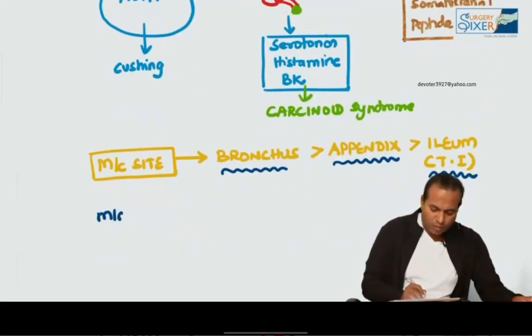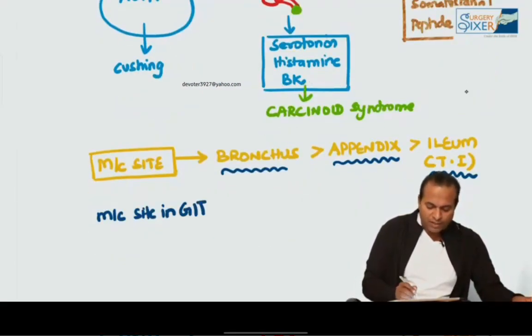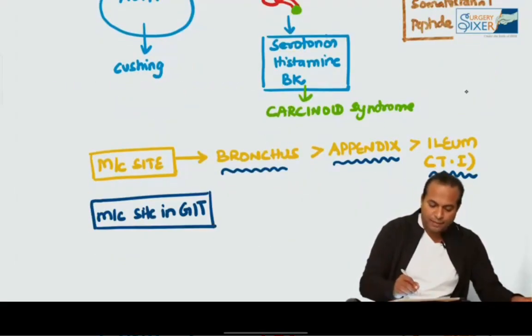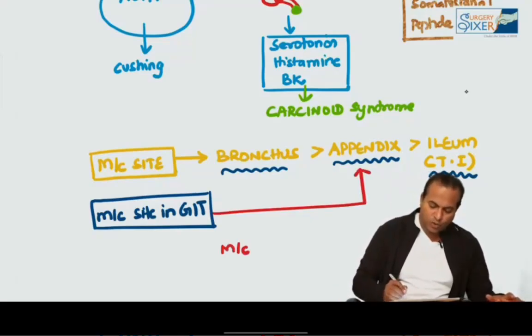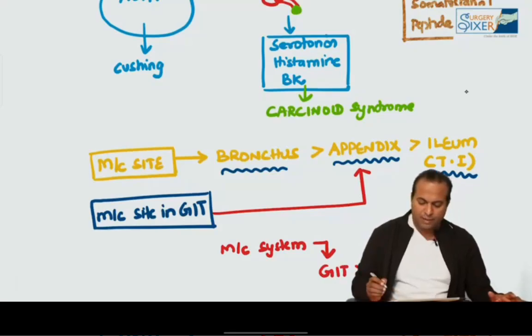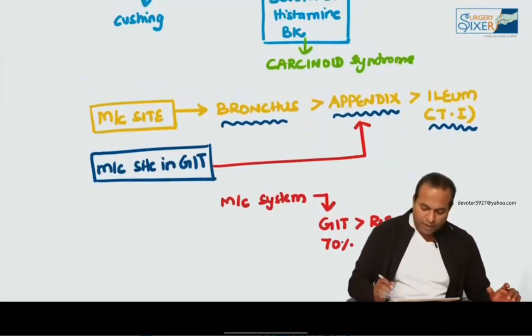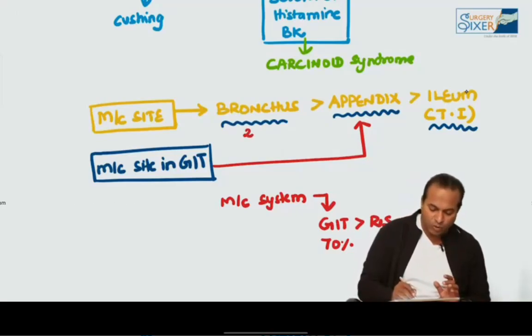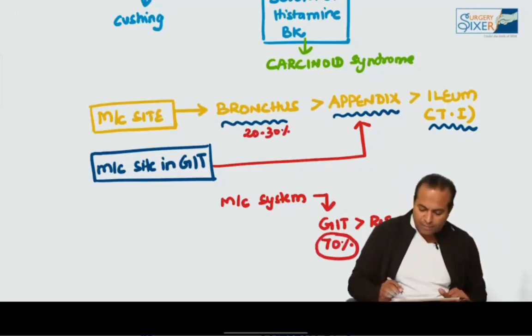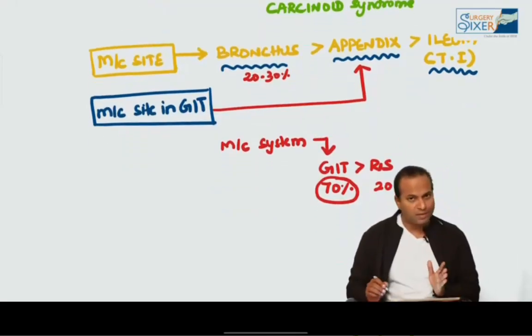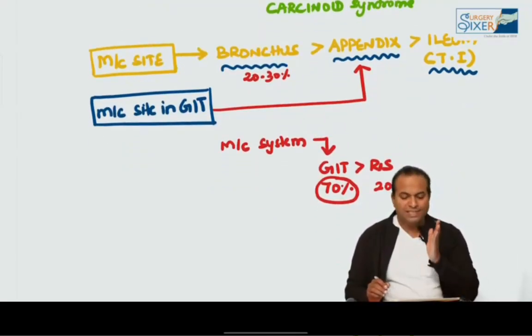If they ask you what is the most common site in GIT, gastrointestinal tract, the answer is no doubt appendix. If they ask you what is the most common system affected by carcinoid tumor, it is GIT, more common than respiratory system. In GIT we have around 70% of the carcinoid tumors, and in bronchus we have 20 to 30%. Though bronchus is the most common site, appendix, ileum, colon, stomach, everything together will come under 70%. There is no controversy in this. Please don't get confused in this concept. Most common site is bronchus. Most common site in GIT is appendix.